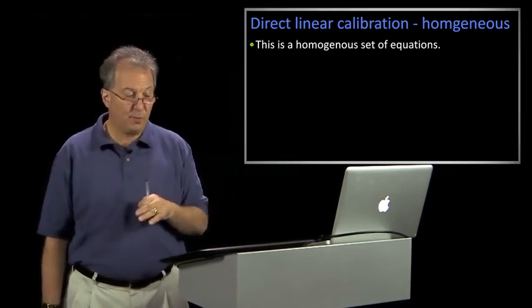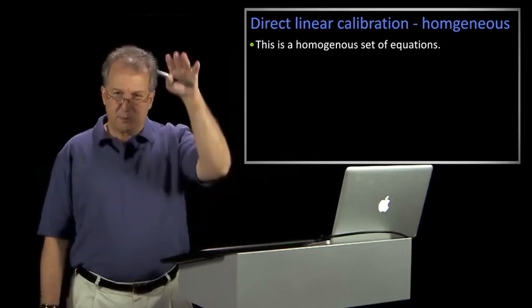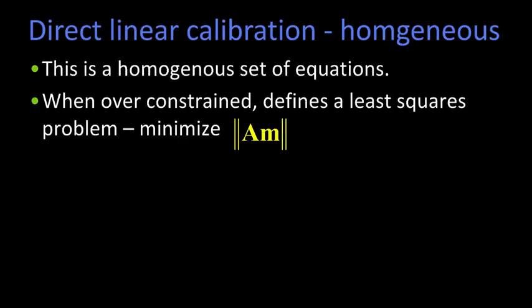Now, when you have a homogeneous set, like Am equals 0, and let's suppose you have a lot of equations, clearly what you'd like to do is place some constraint on m, because I don't want to let it be 0. But given that constraint, I want to find something that computes the smallest square value of A times m, and that's what's written here. So I'm going to try to minimize the magnitude of Am.